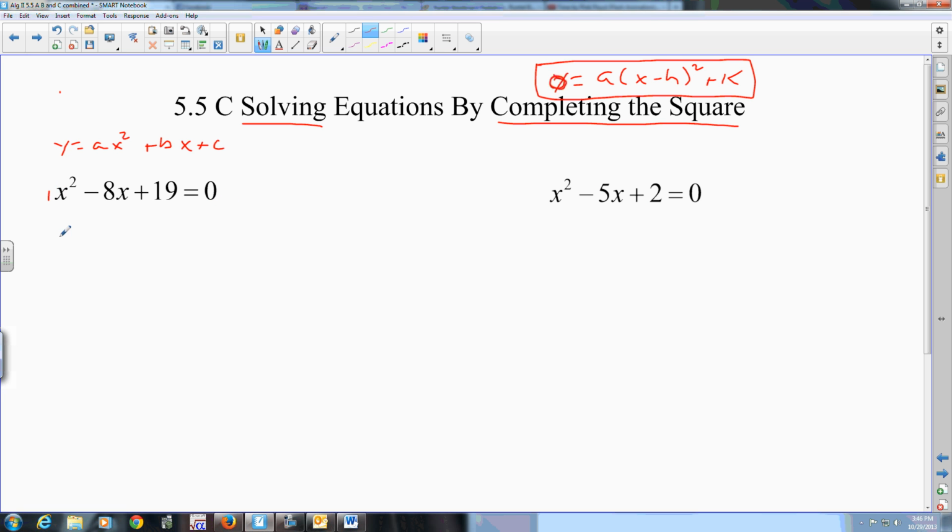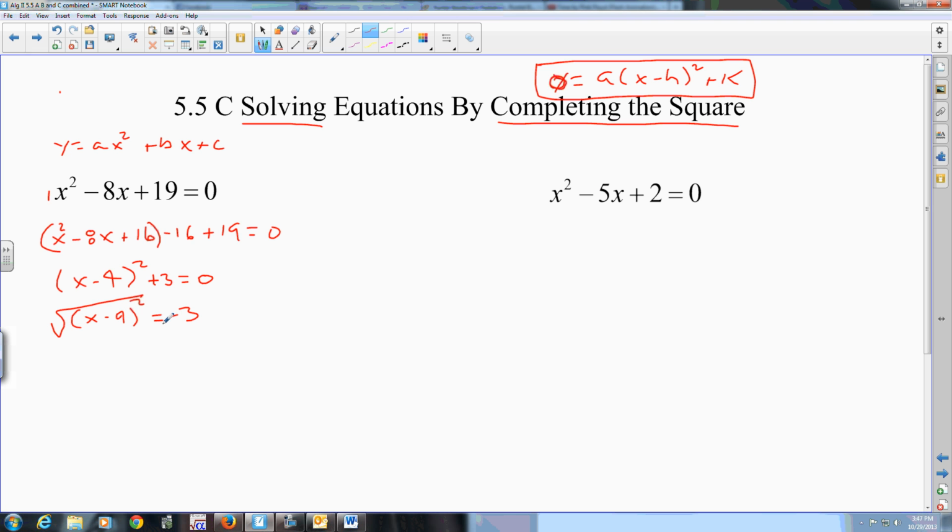So for the first part, it really doesn't affect what's going on. The leading coefficient is 1, x squared minus 8x. Half the middle is negative 4, squared is 16, add 16 minus 16 plus 19 equals 0. The first 3 make a perfect square: x minus 4, half the middle, squared, and then that would be plus 3 equals 0. So up till now, that's what you've been doing. But now, because it said equal to 0, I have to solve. So I need to subtract the 3 to the other side. X minus 4 squared is equal to negative 3.